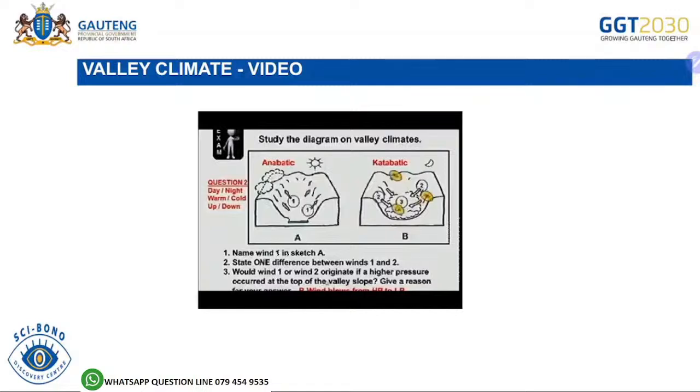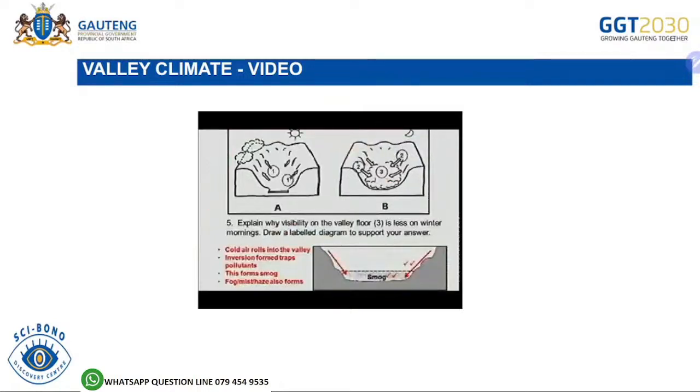Now, let's have a look. Top of the valley. So this means that's it. Winds always blow from a high pressure to a low pressure. Look at my arrows there. Okay? So it's very important. And the reason therefore is that the wind blows from the high pressure to the low pressure. Very important that you should know that. Okay. This one, actually the students didn't answer very well.